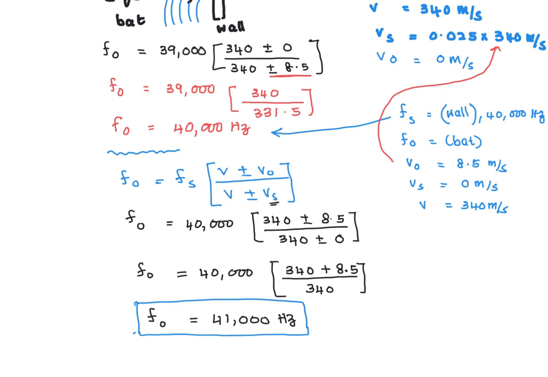Now this is actually how bats navigate. They are usually called blind animals. So they just emit high frequency waves in order to find their way, and that's how they do it.